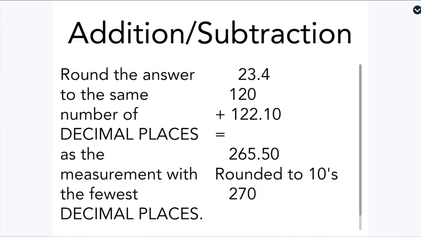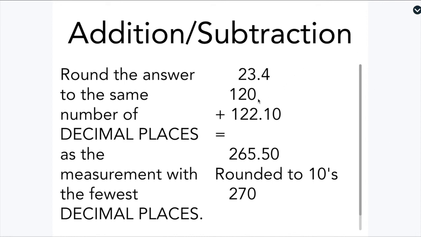All right, folks, when it comes to addition and subtraction, it's a little bit of a weird rule, but it'll make sense. You need to round the answer to the same number of decimal places as the measurement with the fewest decimal places. Let's take a quick peek at our problem: 23.4 plus 120 plus 122.10. If you were to just do standard math, you would end up with the answer 265.50. However, because we are doing significant figures, we need to round to the number with the fewest decimal places.